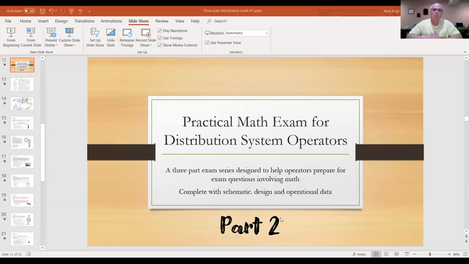This is part 2 of the practical math exam for distribution system operators. This is part of our 3-part series designed to help operators prepare for the exam questions involving math used in distribution systems. This comes complete with a schematic, a design, and operational data. As I mentioned, this is part 2.